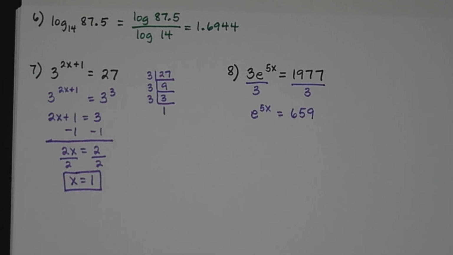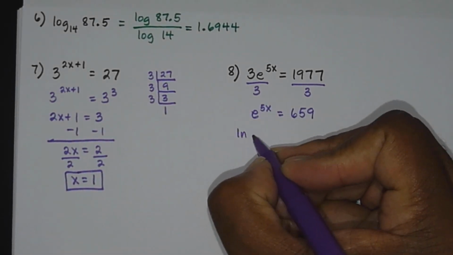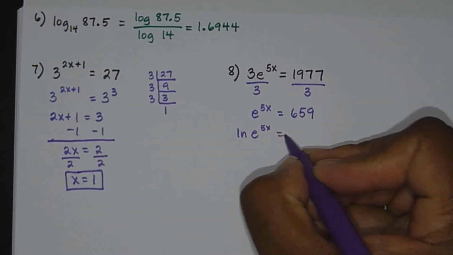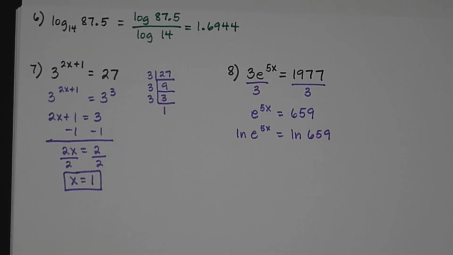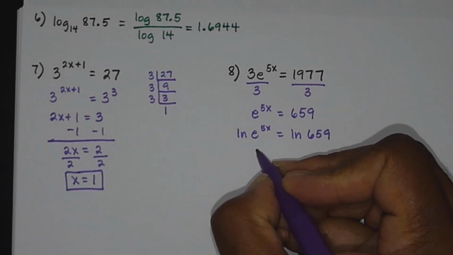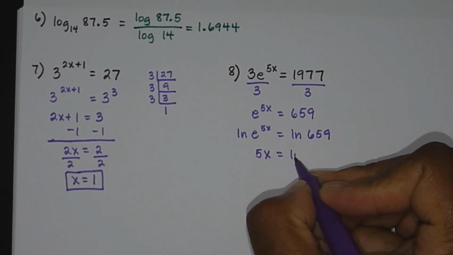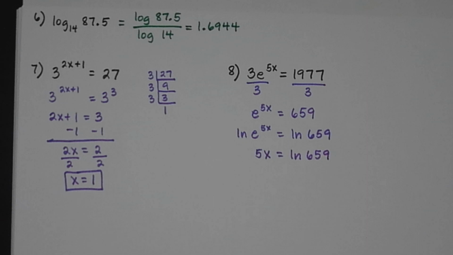Now, if it had a base of 10, then you'd take the common logarithm on both sides. But for e and any other base other than 10, you'll have to take the natural log on both sides. Then on the left side, we have to use one of those inverse properties for natural logarithms. If you have the natural log of e to whatever your exponent is, it's going to be that exponent. So what's ln of e^(5x)? Just 5x equals ln of 659.